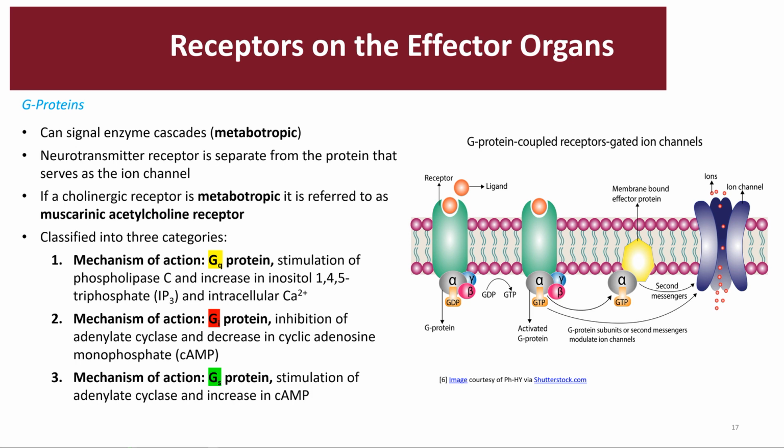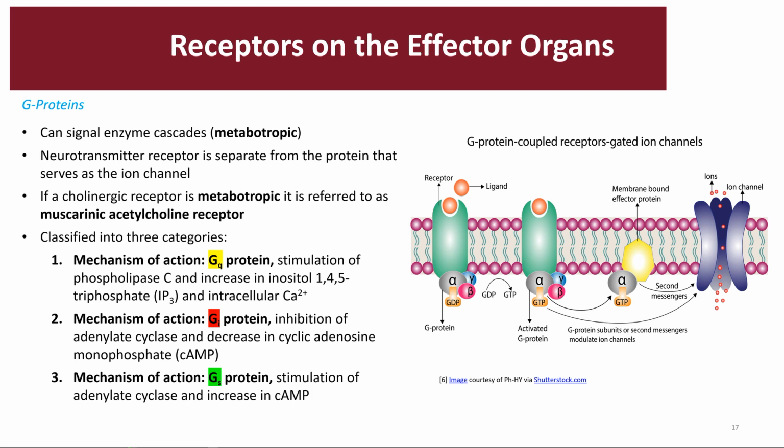The 3 categories of G proteins are as follows. The first type is a mechanism called G sub Q protein, which is shown in yellow. This means a stimulation of an effector enzyme called phospholipase C, and the second messengers are inositol 1,4,5-triphosphate, also known as IP3, and DAG, diacylglycerol, which raises the intracellular calcium level.